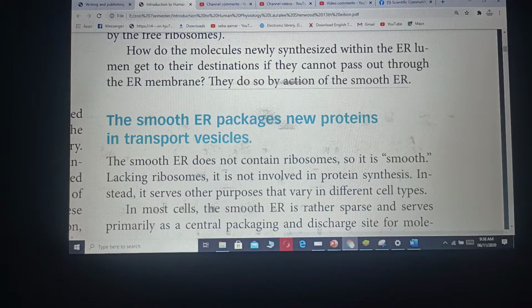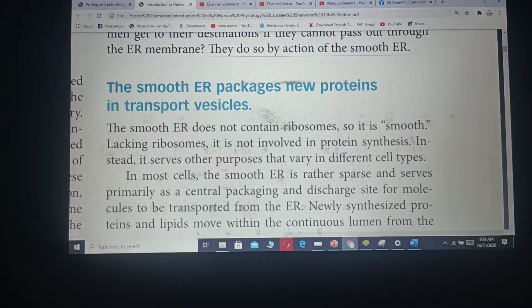So the first main function, always remember, of the smooth endoplasmic reticulum in most cells is that the smooth endoplasmic reticulum is rather sparse, meaning it's spread throughout the whole cytoplasm, and serves primarily as a central packaging and discharge site for molecules.